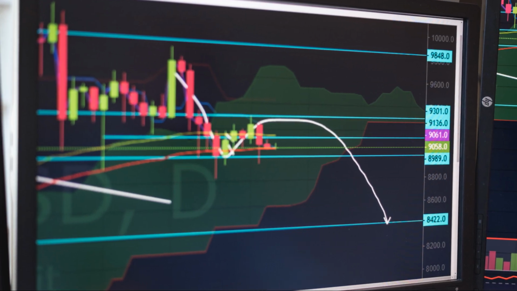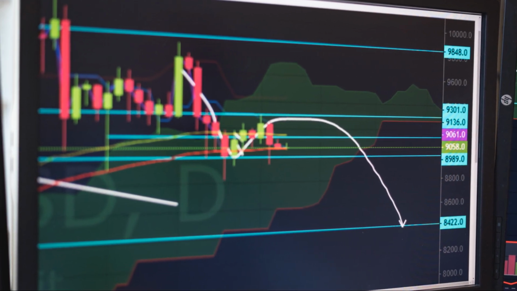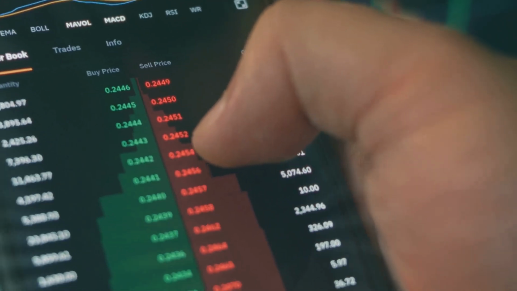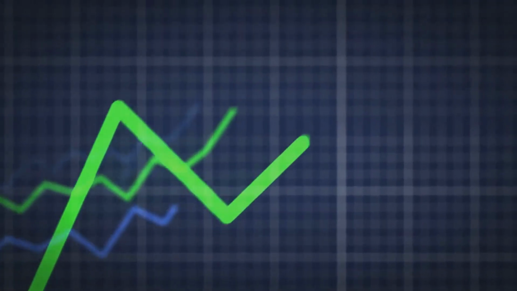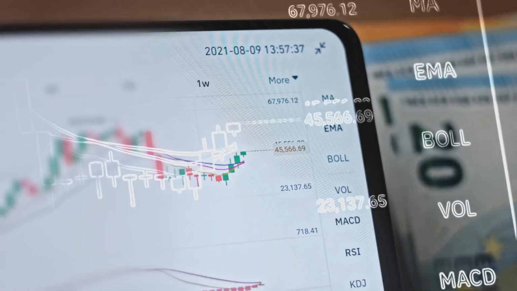MAs can also act as dynamic support or resistance levels. Prices often pause or reverse near significant MAs. Another common use is MA crossovers. For instance, when a shorter-term MA crosses above a longer-term MA, it is often seen as a bullish signal, called a golden cross. The opposite, a death cross, is bearish. Let's see how these indicators work in real-world scenarios.